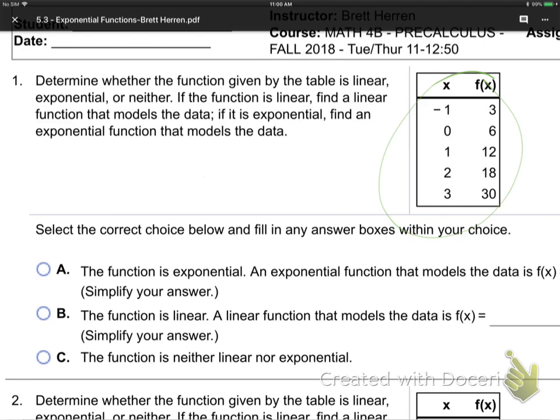How do you know by just looking at a table whether the data in that table is from an exponential function? Or they're going to also give me the option of linear or neither. So it's exponential, it's linear, or it's neither on that.